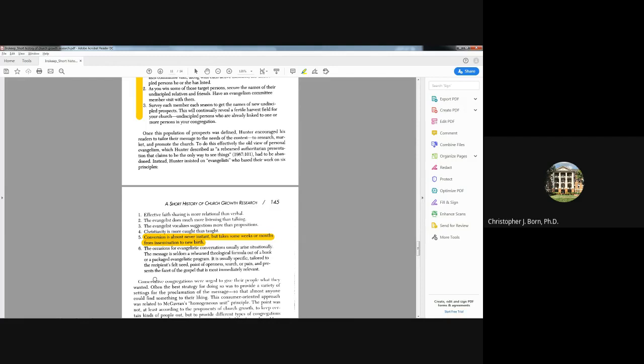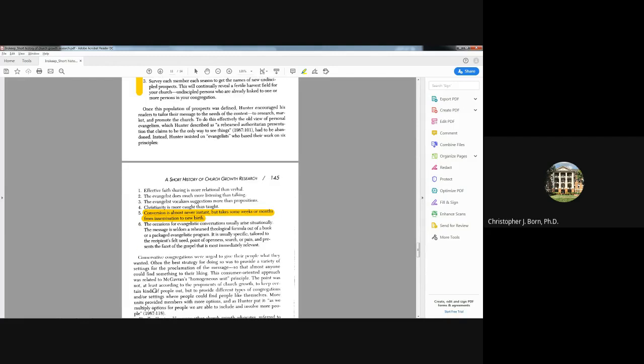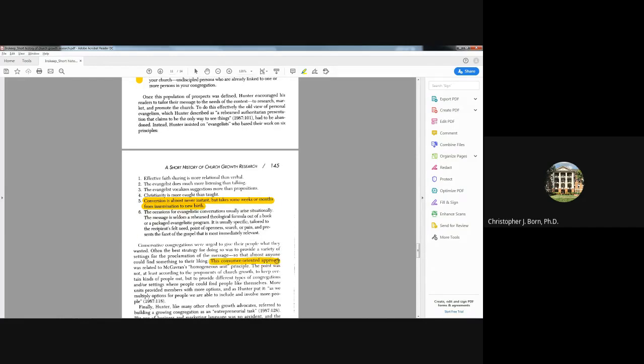So what happened with this approach by Hunter is that it started moving to a consumer-oriented approach, and they started doing market research, and really started using marketing principles. That's where we are today with the church movement on this aspect, on the pastor side, really embracing a lot of branding.